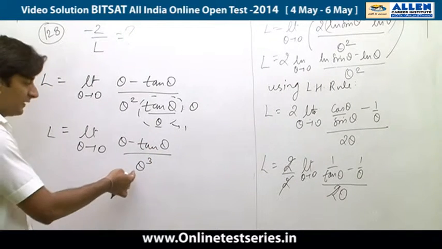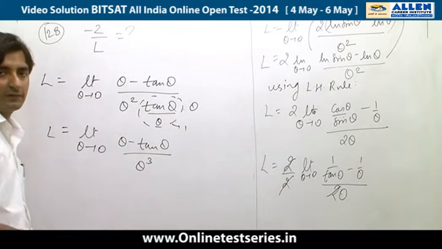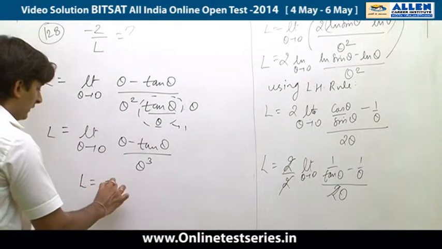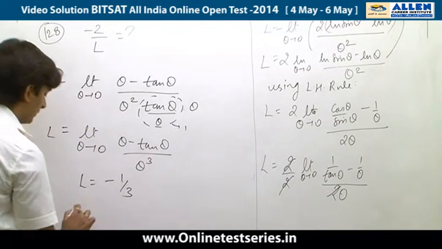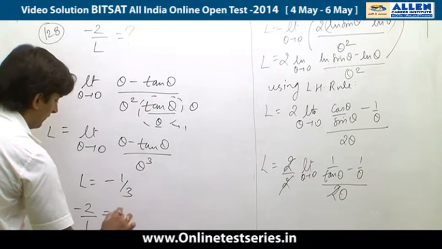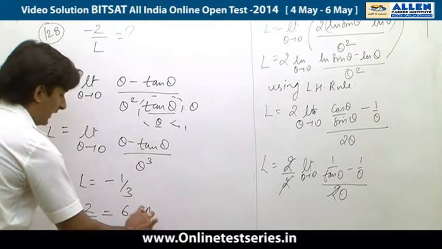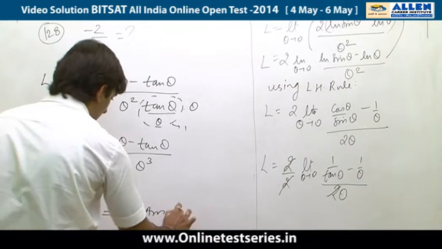This is also a kind of standard limit that can be solved using the expansion of tan theta, and its value L will come out to be minus 1 by 3. Since we were asked minus 2 by L, minus 2 by L will be equal to 6, and that gives us our answer as option number B.